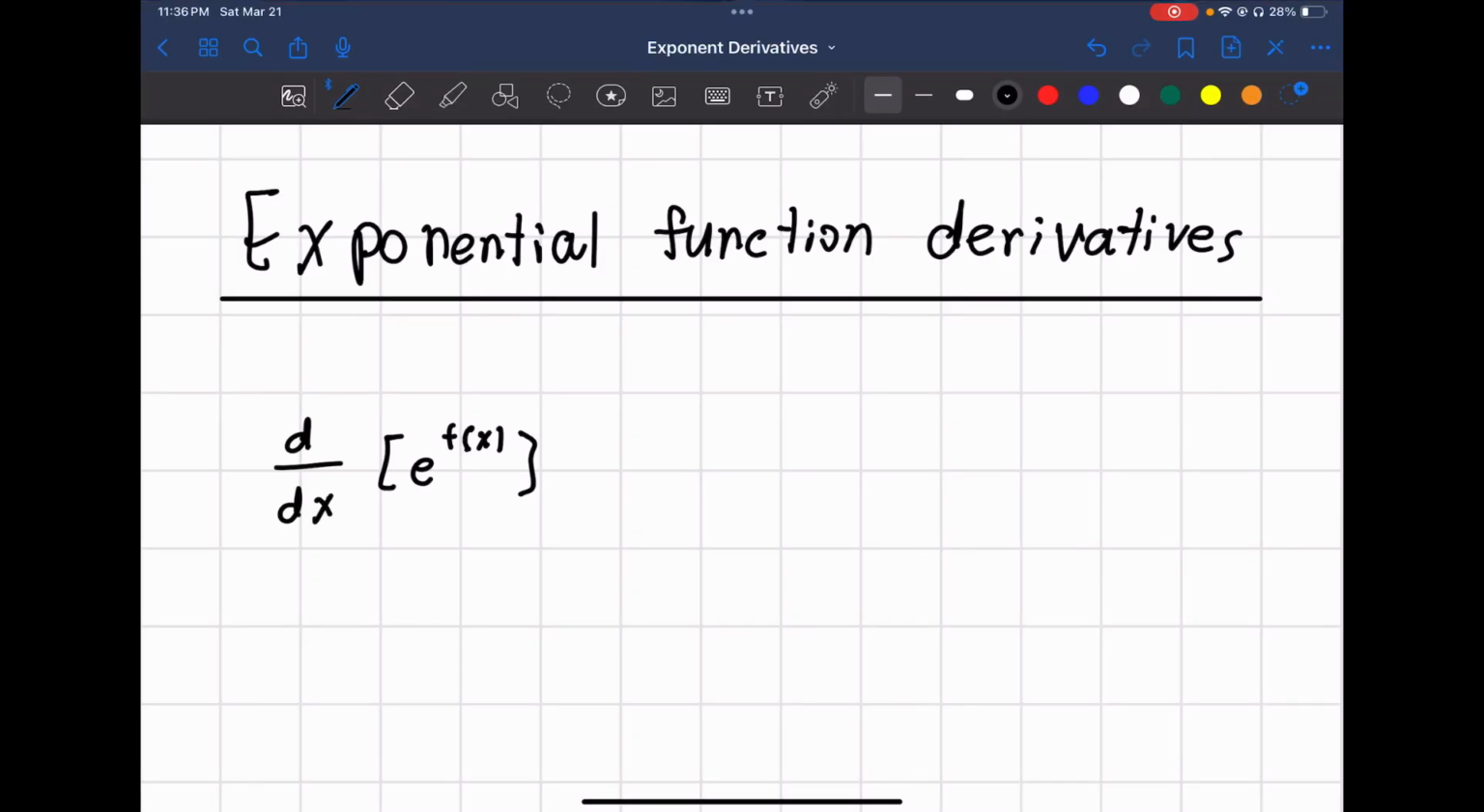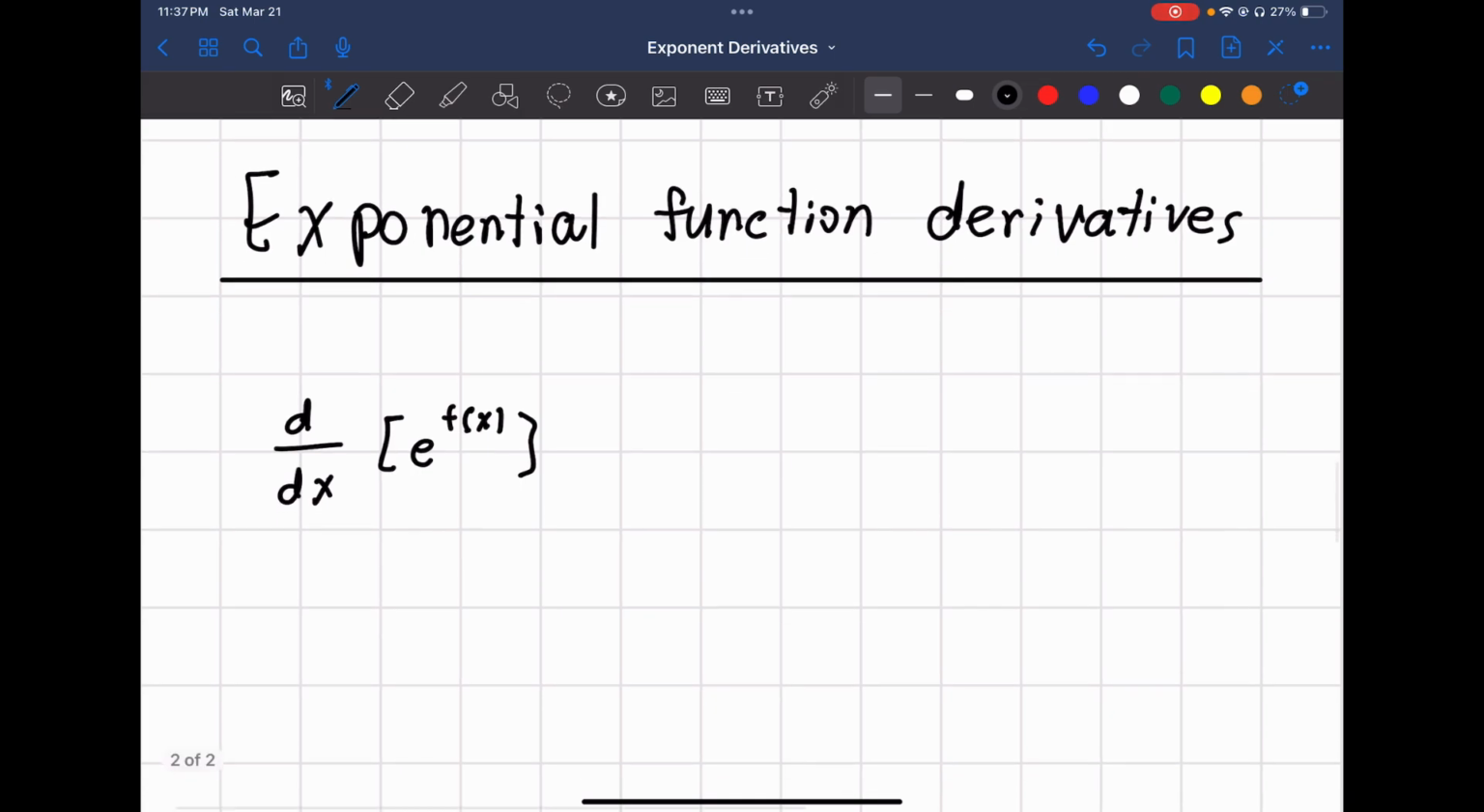In this video, we will be talking about finding the derivatives of exponential functions. So we have e to the f(x), and we want to find the derivative of this. The formula would be e to the f(x) times f prime of x, where f(x) is a function.